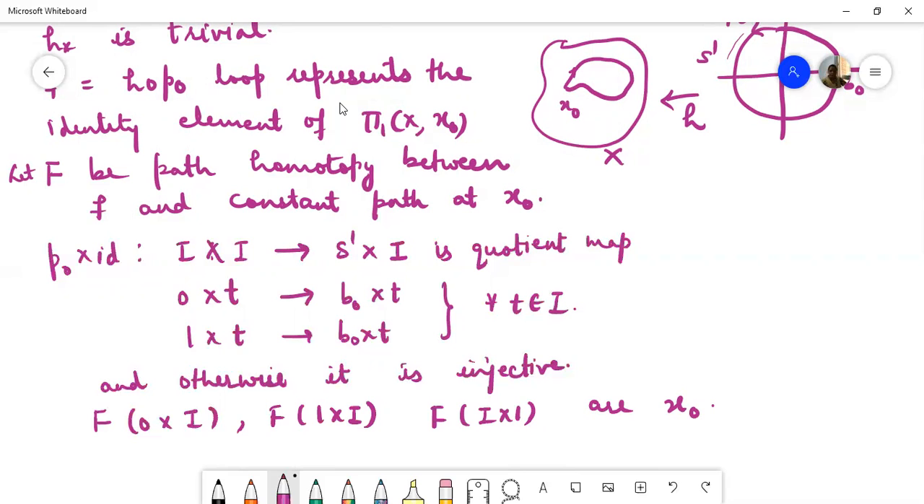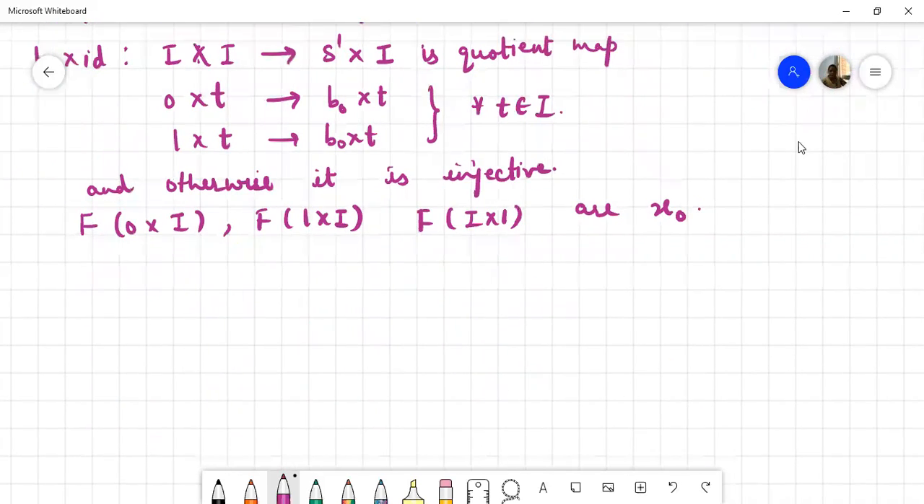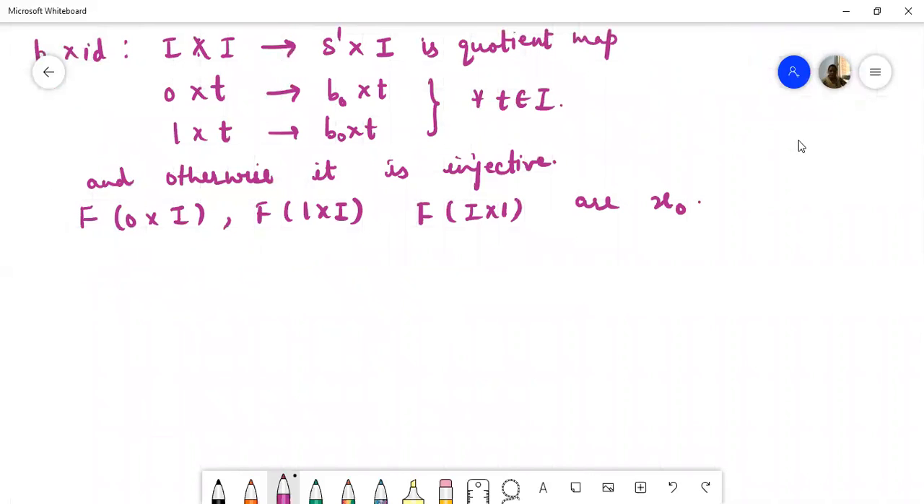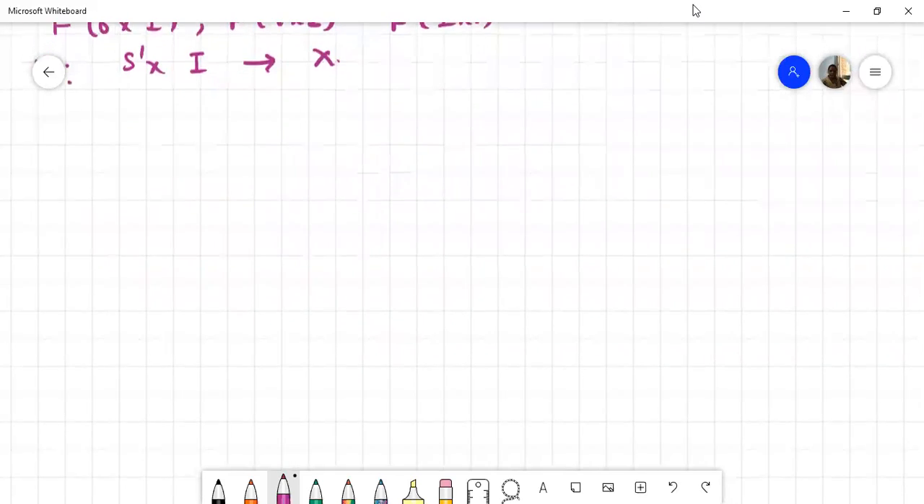So therefore, now there is a mapping there. Now all these things induce a continuous mapping capital H from S1 cross I to X, and this capital H will be a homotopy between the mapping small h and a constant map. So we will explain it by diagram. Let us see how.